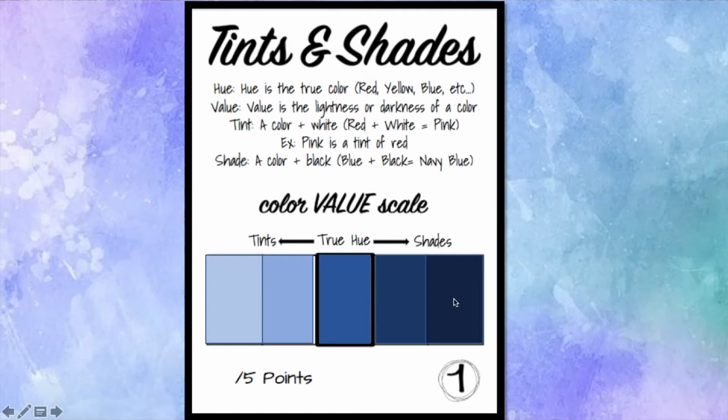Going this direction, you're going to create shades. So you're going to have to add black. You're going to add just a tiny bit of black on this one, and you're going to add even more black on this one. You need to be careful because when you add black to any color, black takes over really quickly. So you want to add a tiny, tiny bit of black at a time.